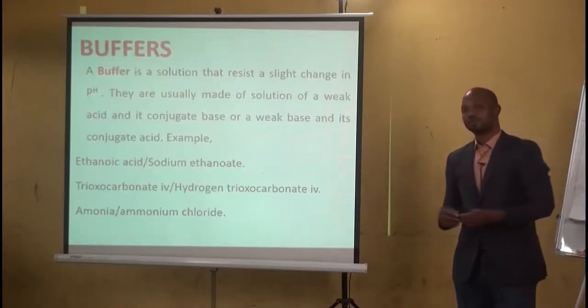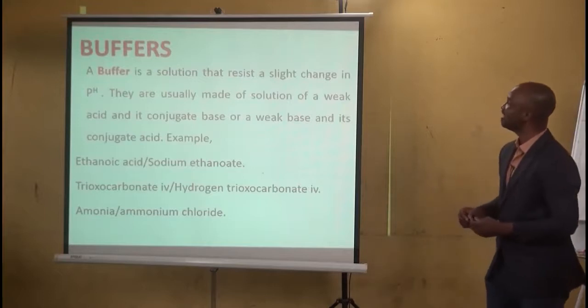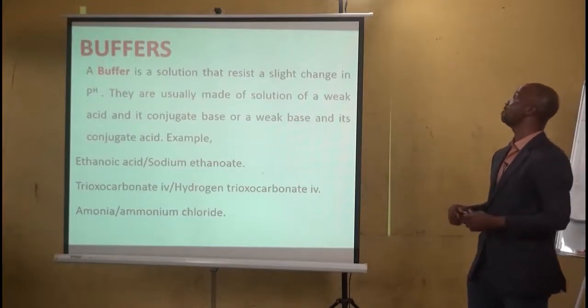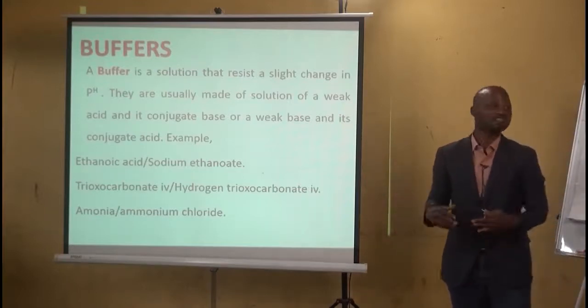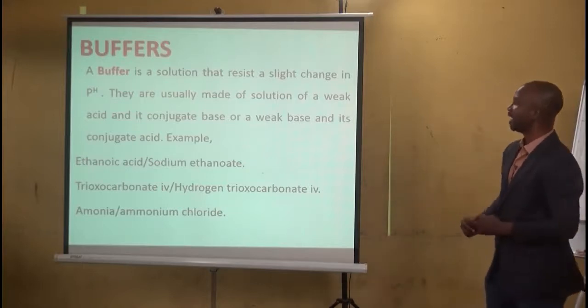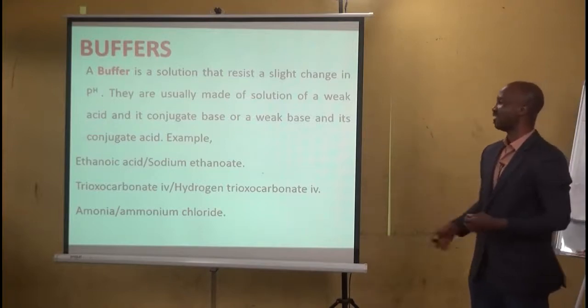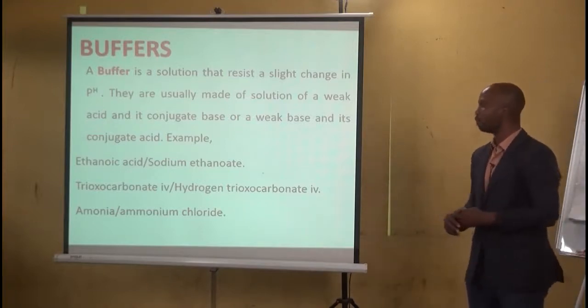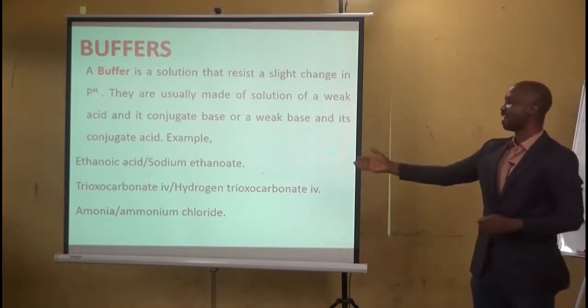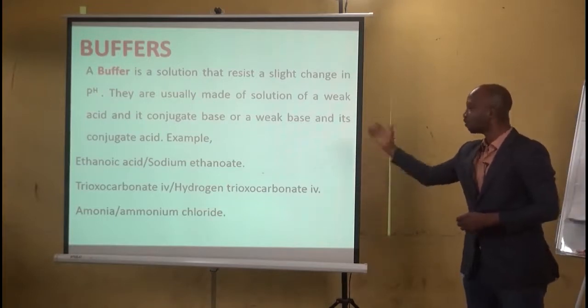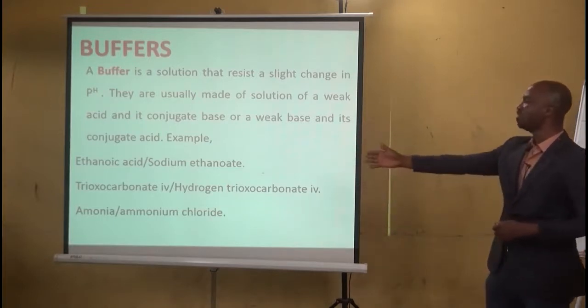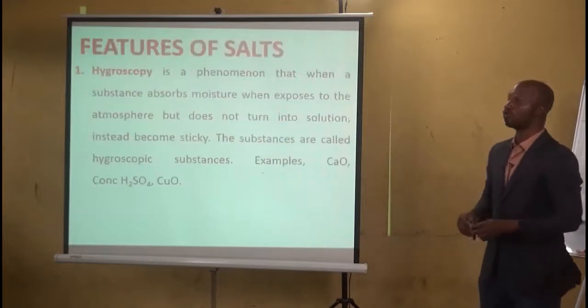Buffer solution. A buffer solution is a solution that resists a slight change in pH when an acid or base is added to it. And they have conjugate base and conjugate acid. Example of a buffer is ethanoic acid and sodium ethanoate. So many other examples like ammonia and ammonium chloride.